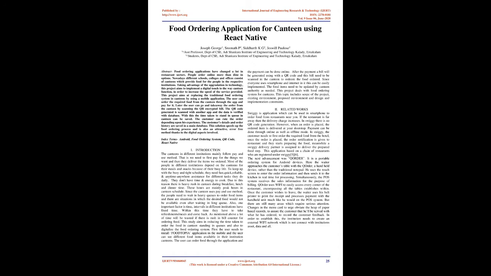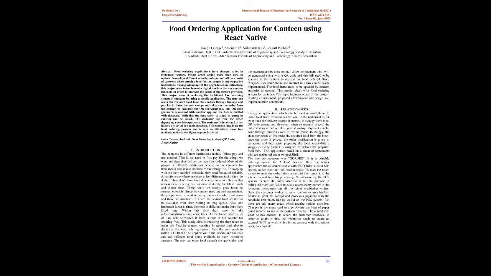The QR code generated is scanned with another app and the data is verified with the database. With this, the time spent standing in queues in the canteen can be saved. The customer can rate the order depending upon his experience. The customer's details and order history are saved in a main database. This solution speeds up the food ordering process and is also an attractive, error-free method thanks to the digital aspects involved. Index terms: Android, food ordering system, QR code, React Native.